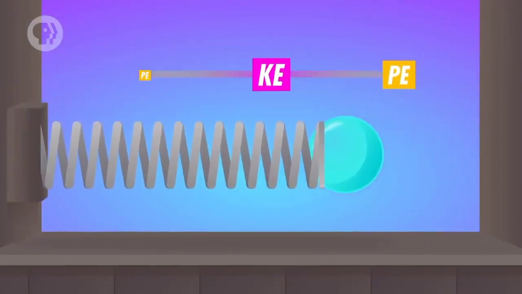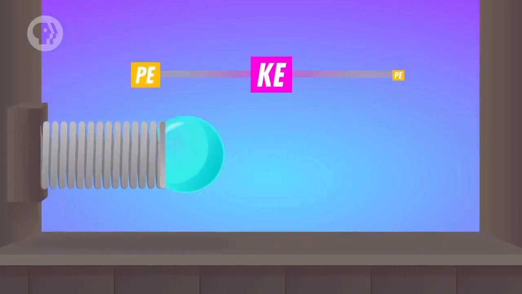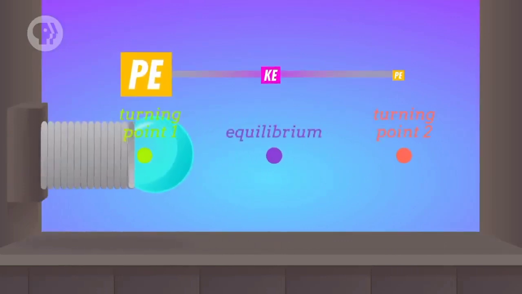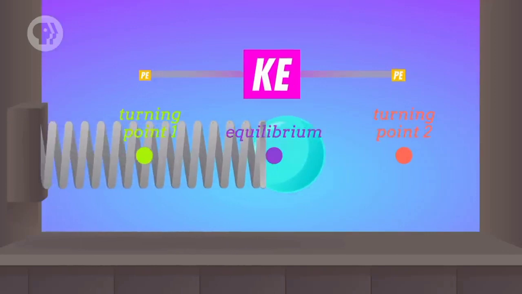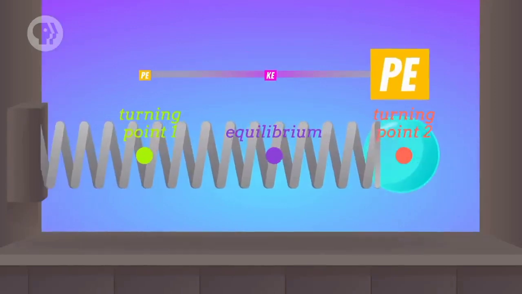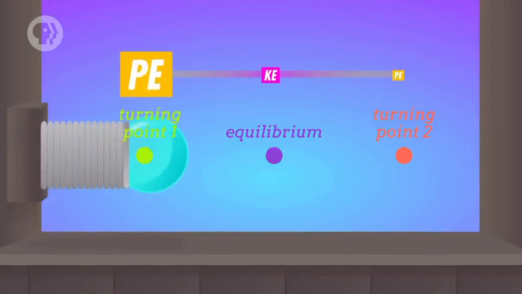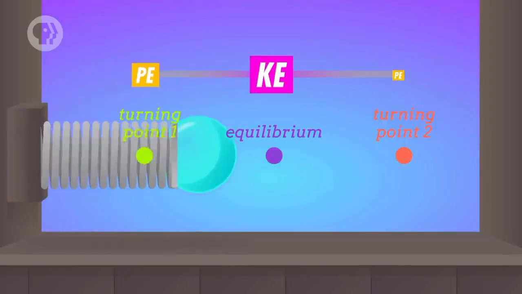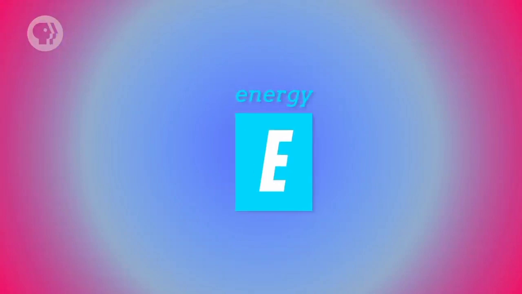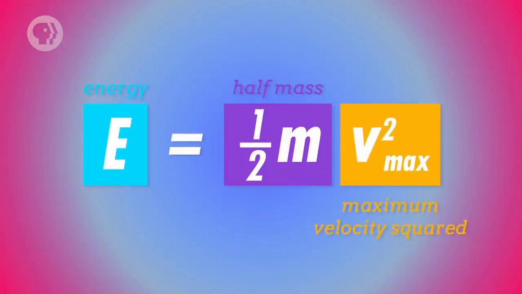Now, as the ball moves towards the middle, its kinetic energy starts to increase because it's moving faster and faster. And at the same time, its potential energy decreases, keeping its total energy the same. And exactly in the middle of the ball's motion at the equilibrium point, its potential energy goes down to 0. The ball is back where it started, so the spring is no longer pulling on it. Its kinetic energy, on the other hand, has reached its maximum, which means that at that point, the total energy of the ball will be equal to half of its mass times its maximum velocity squared.